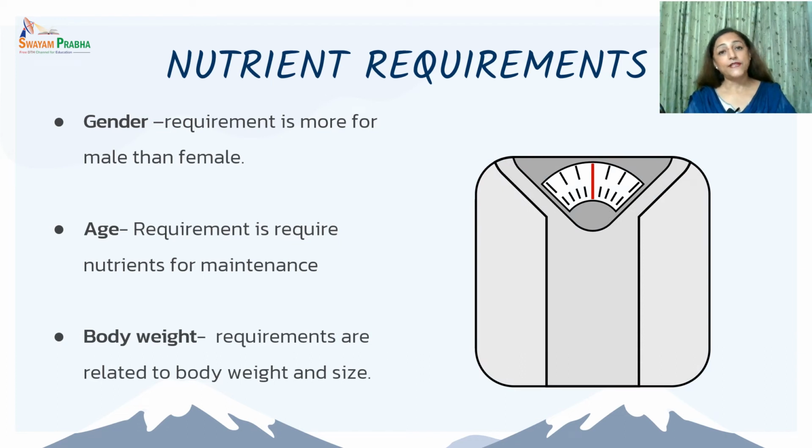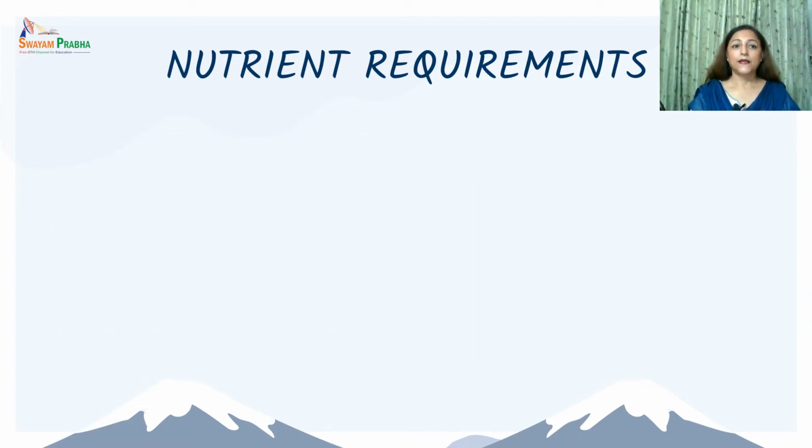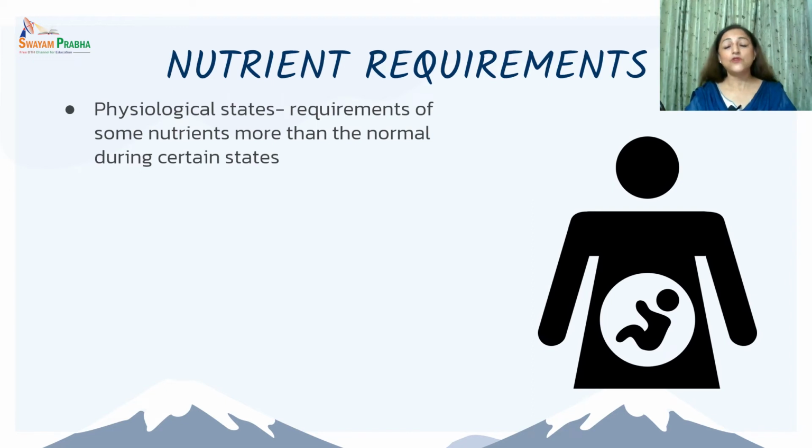And along with that, in case of adults, the body weight and the size are important factors which affect the nutrient requirements. Next important factor is the physiological state of the body. For example, among females, when they are menstruating, or when the female is pregnant, or she's feeding the baby, if she's a lactating woman, they require more nutrients than their normal times. So, physiological state of the body is also an important determinant of nutrient requirements.